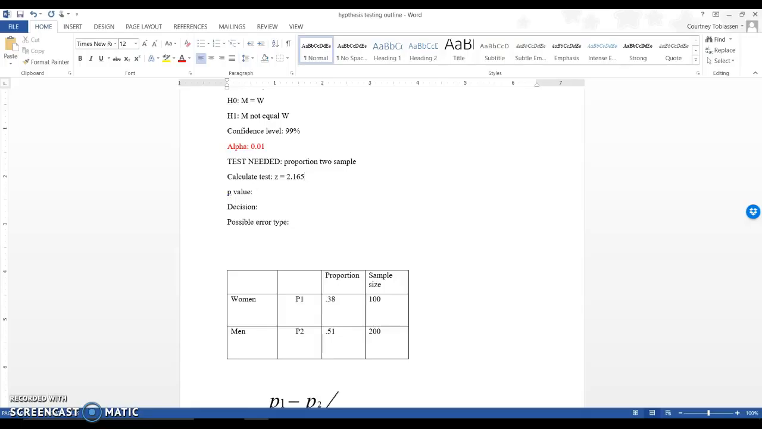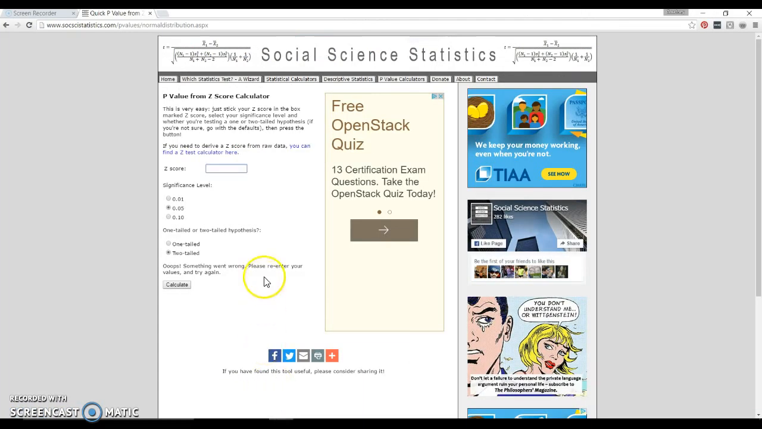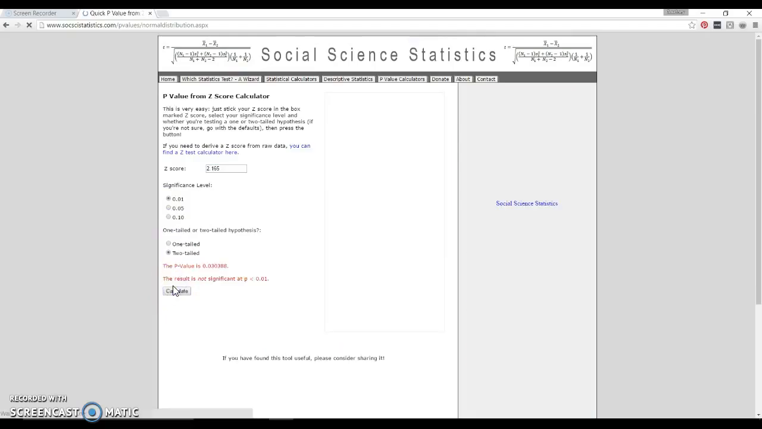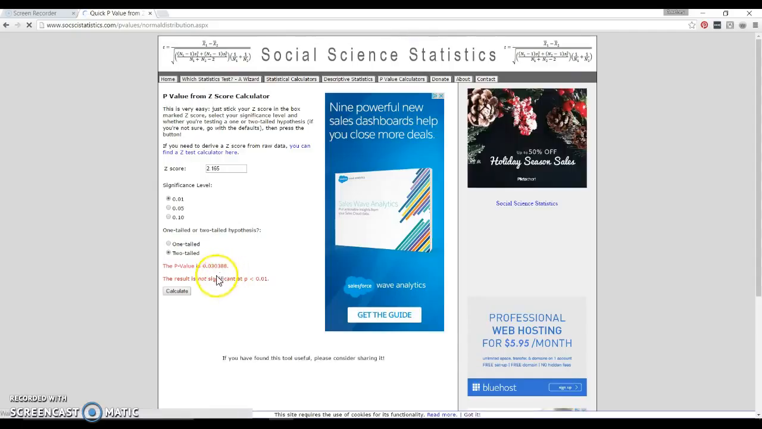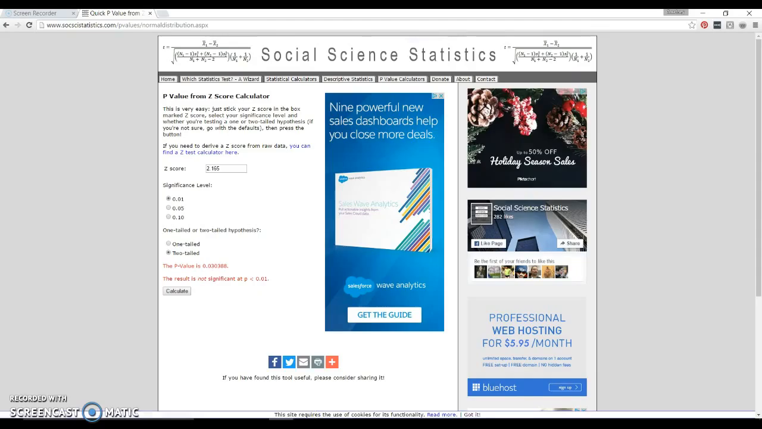Proportions, you get such small numbers, you have to watch that. So we need to know, is this significant? So we are, again, going to Google Z2P calculator. We're going to use the social sciences one. It's a good one. 2.165. Our significance level is 0.01. It is also two-tailed. We're going to say calculate, and our p-value is 0.03, which is not significant at 0.01.